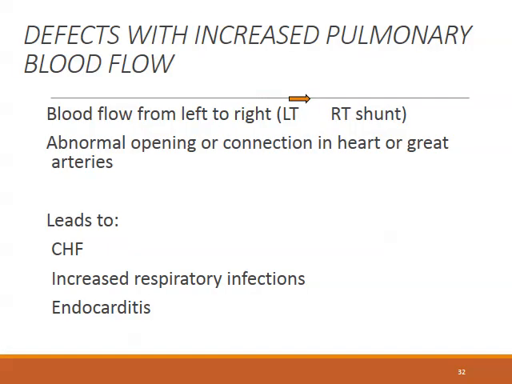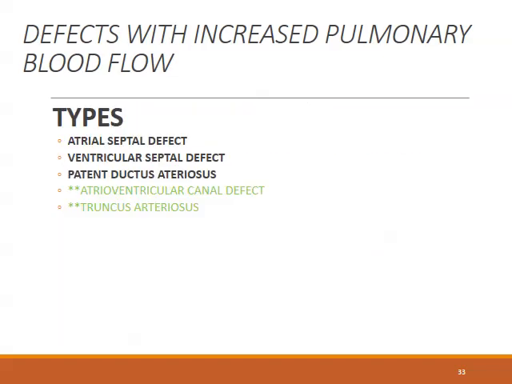Now we'll talk about defects with increased pulmonary blood flow. That's blood flow from the left to right, or left to right shunt. And it's usually an abnormal opening or connection in the heart or great arteries that leads to CHF, increased respiratory infections, and endocarditis. Now there are different types. There's an atrial septal defect, ventricular septal defect, patent ductus arteriosus, and then we'll have the atrioventricular canal defect and the truncus arteriosus, but we're not going to discuss those. You can just read those in the book.